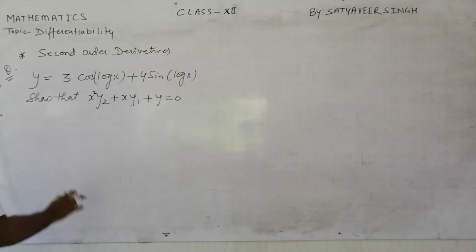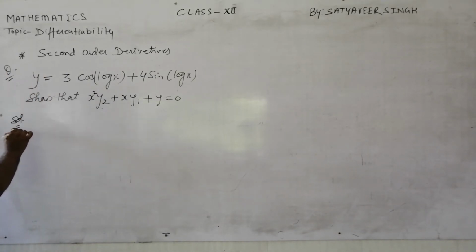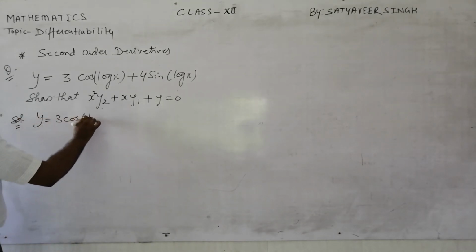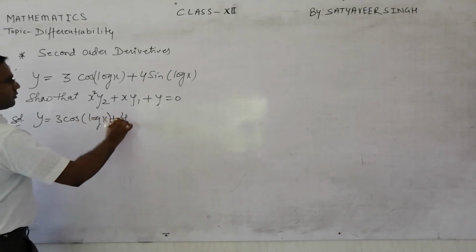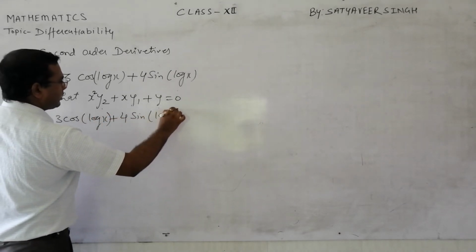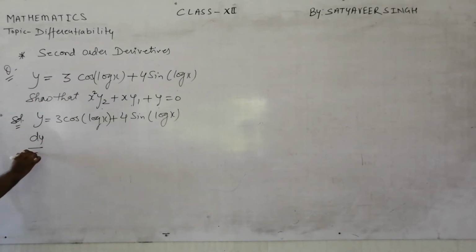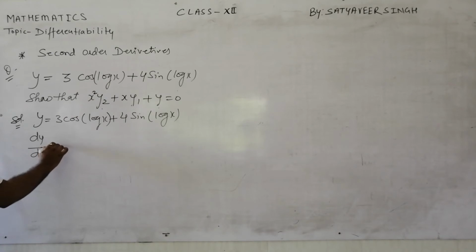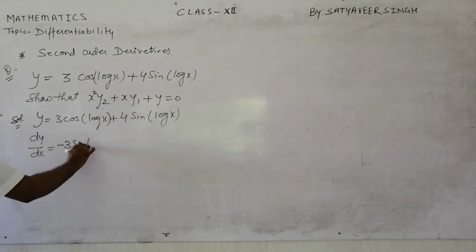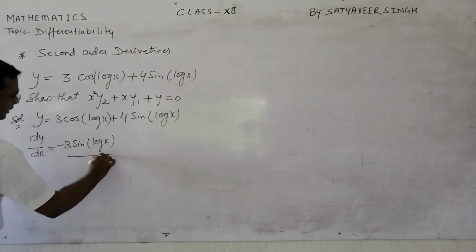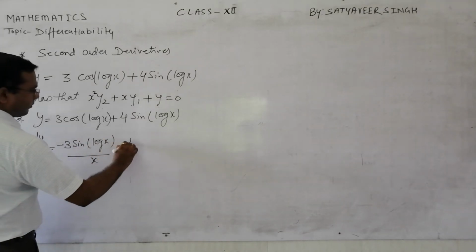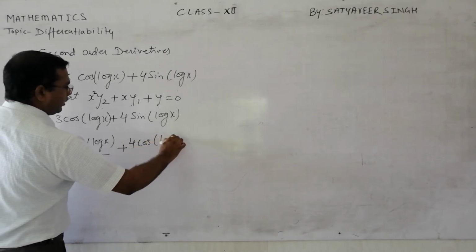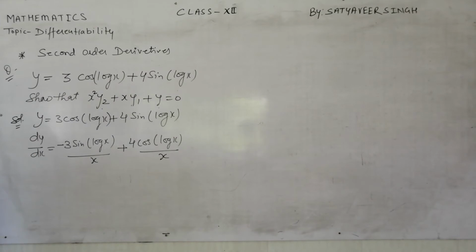So we can solve this from here. This part I am writing again, y is equal to 3 cos log x plus 4 sin log x, and if I find from here what is dy by dx, then you can write it is minus 3 sin log x, and differentiation of log x is 1 upon x, plus 4 cos log x, differentiation is 1 upon x.